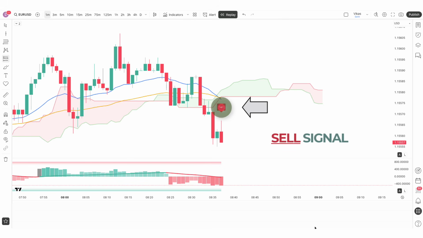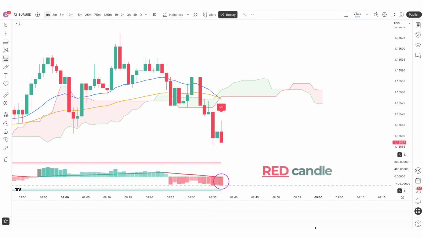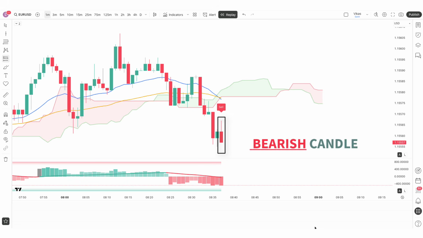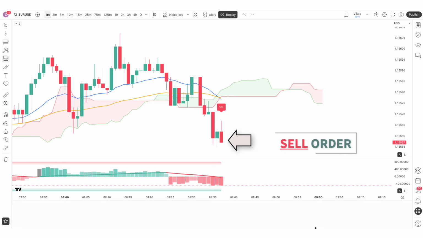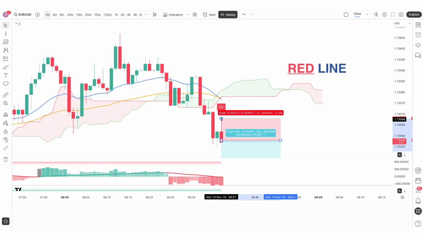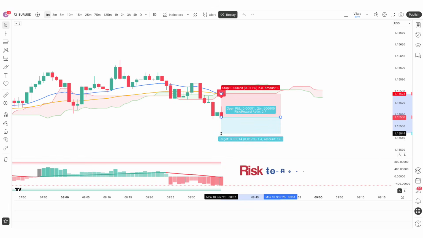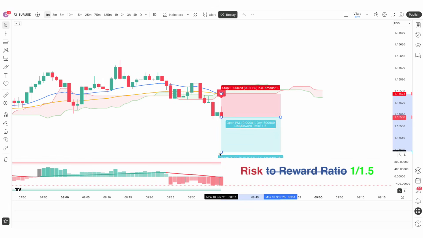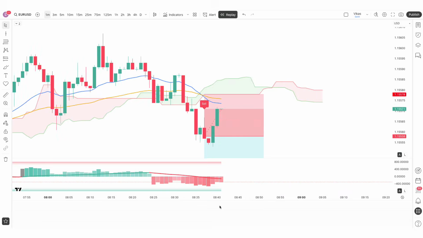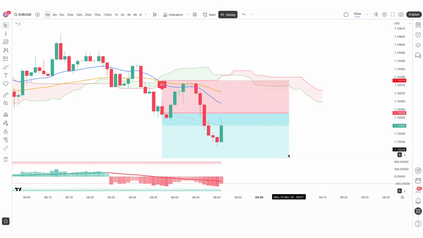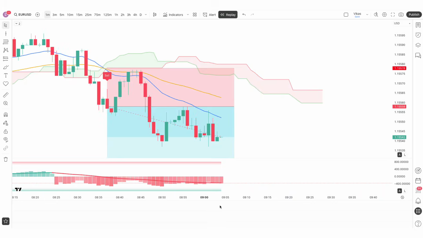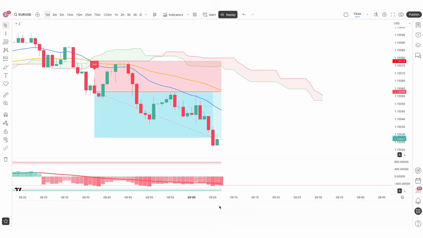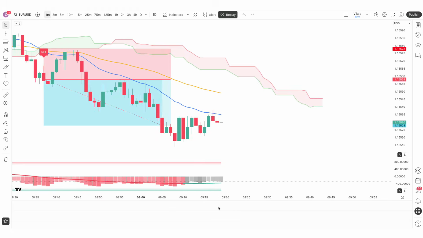When the multi-confluence signal system indicator gives us a sell signal, the standardized PSAR oscillator should have a red candle, when the market forms a bearish candle. If this condition is fulfilled, then we will place a sell order. Our stop loss should be at the red line, and the risk to reward ratio will be 1:1.5. The market has completely hit the target. I hope you have understood this trading strategy.